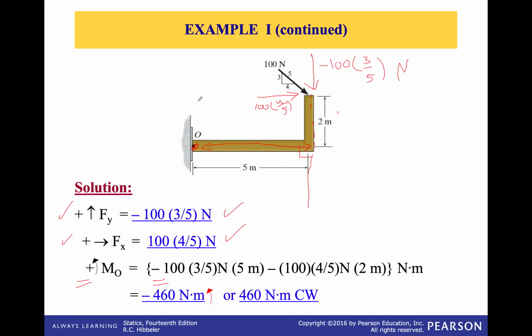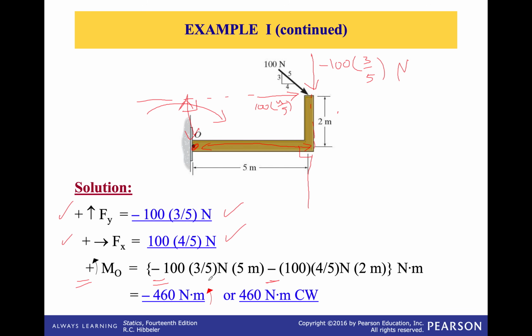And if we are looking at the x component as well, this is my line of action for the x, and the perpendicular distance between the x line of action and the point is 2. So we are looking at the force, and the rotation is going to be clockwise as well. That's why we have minus 100 multiplied by 4/5 multiplied by 2.